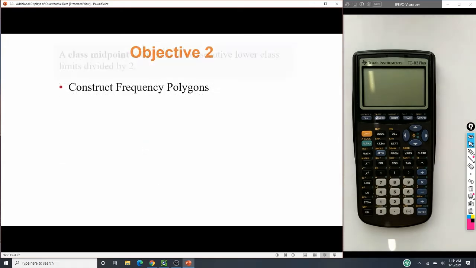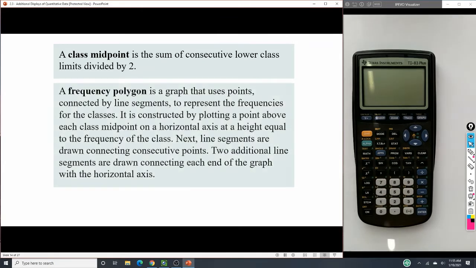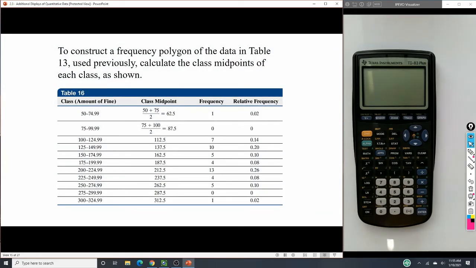Frequency polygons. All right, so for a frequency polygon, first we need to know about the class midpoint. That is the sum of our lower class limits divided by 2. So we need to find the middle of our class. Now, a frequency polygon uses points, and those points will be our midpoints, and we're going to connect those with line segments.